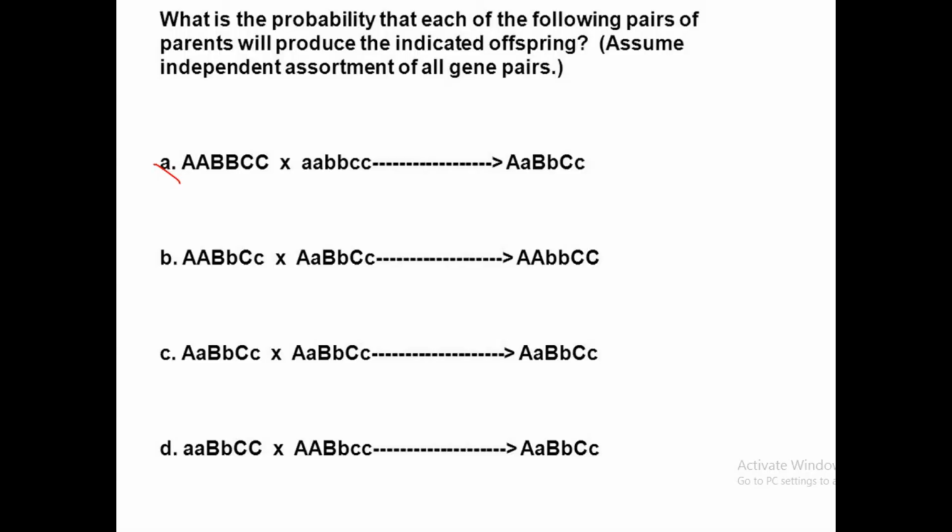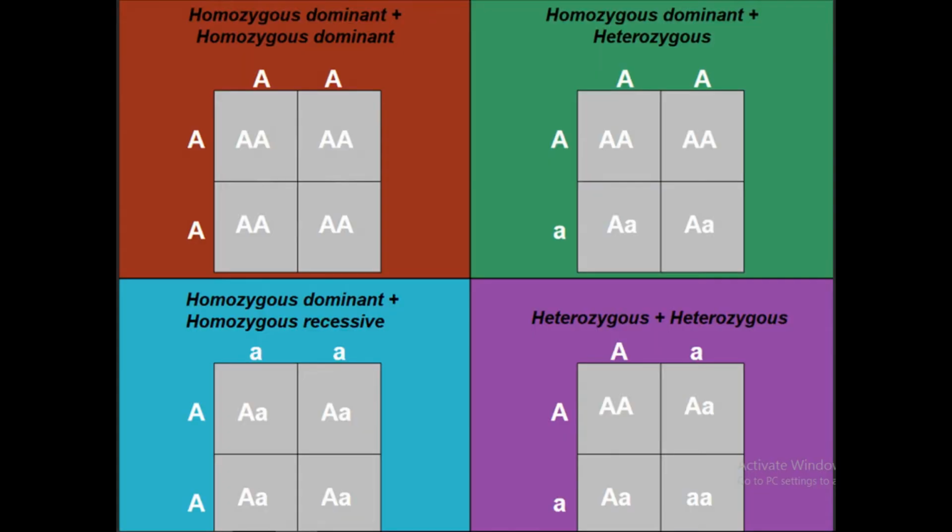Now for solving this kind of maths, we first should know this: if we cross between homozygous dominant and homozygous dominant, we will get everything in ratio of 1. That is, we will get only one phenotype and one genotype. If we cross between homozygous dominant and heterozygous, we will get a ratio of 1 by 2. That is, we will get capital A capital A 2 by 4, and capital A small a 2 by 4. That is, we will get two types of genotype and one type of phenotype.